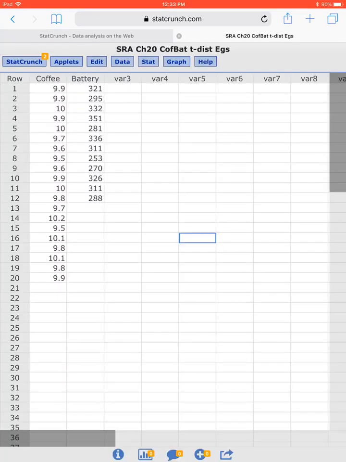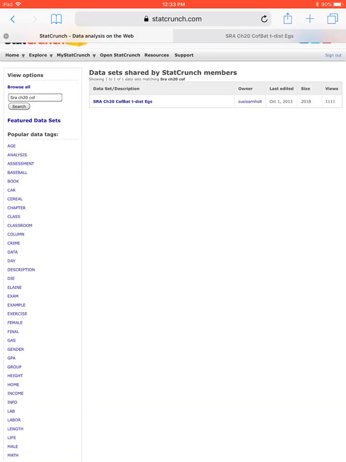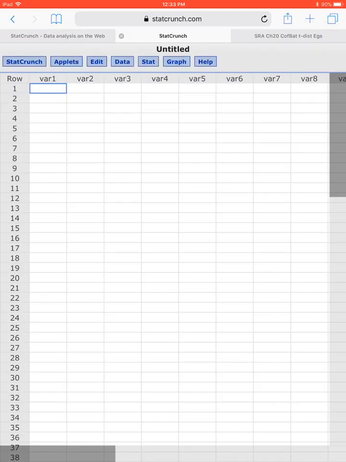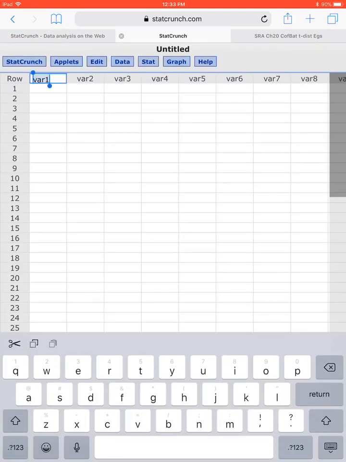first of all, I'm going to need a new StatCrunch. Let's put this information in. I'll put the variable one will be gender or sex. So we have female.